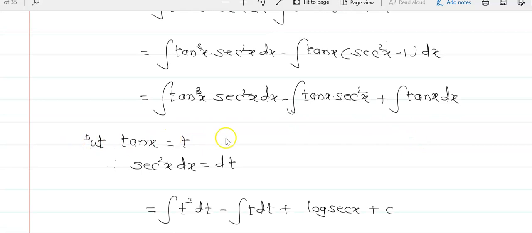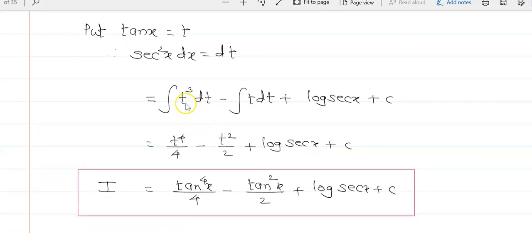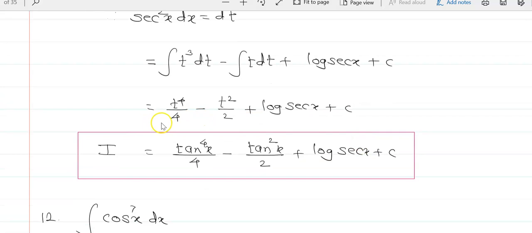Now put tan of x equals t, its derivative is sec square x into dx equals dt. Therefore this integral changes, that is t cube into dt minus t into dt plus integral of tan of x, which is log of sec x plus c. Here is t raised to 4 upon 4 minus t square upon 2 plus log of sec x plus c. Resubstitute the value of t, that is tan of x raised to 4 upon 4 minus tan square x upon 2 plus log of sec x plus c, and this is the final answer.